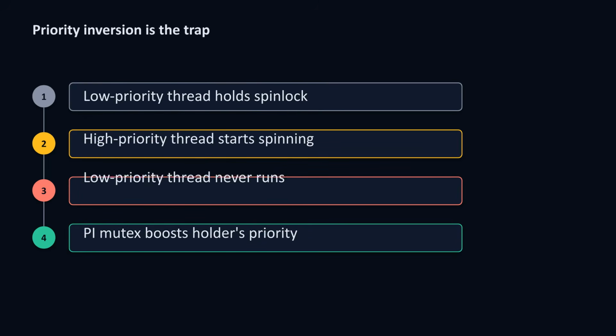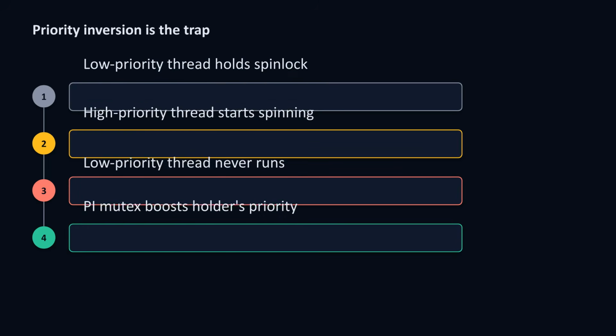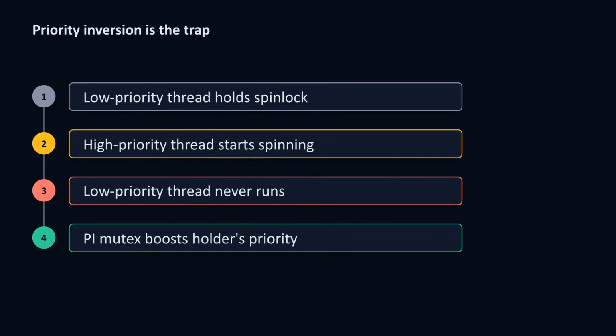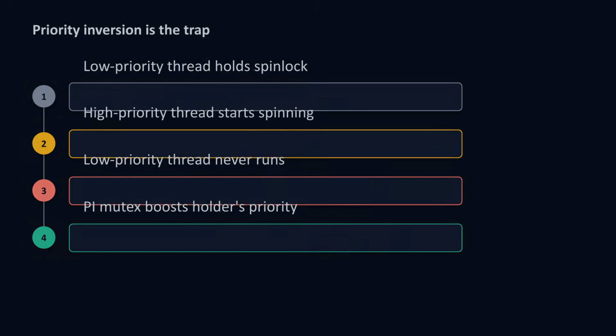Priority inheritance mutexes fix it by temporarily boosting the lock holder's priority. Spinlocks simply can't do that.